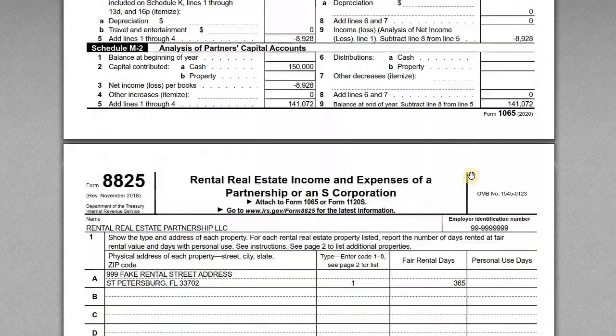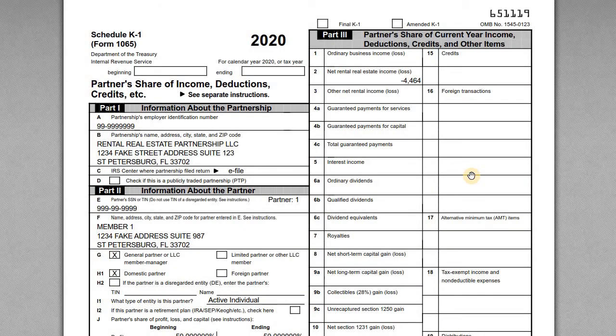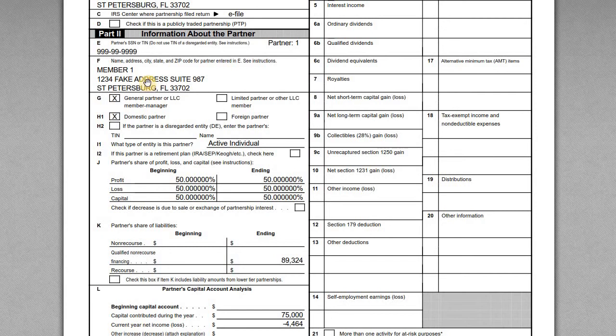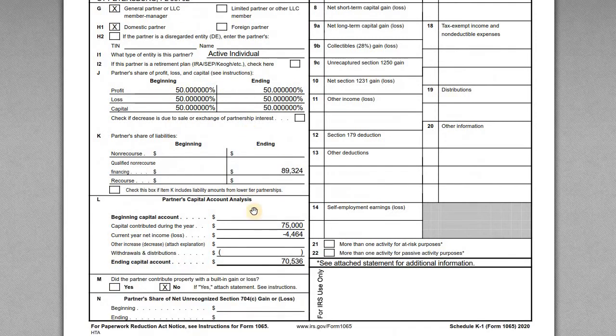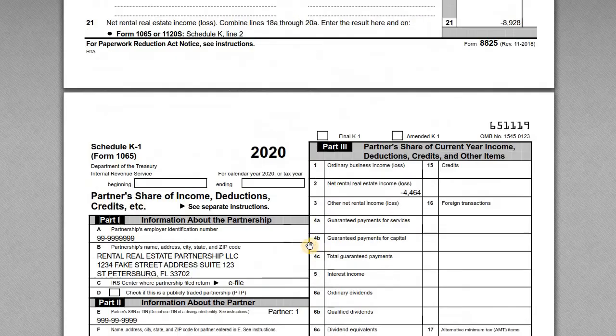And then at the end here, right, and this is a two-partner LLC again, so we have member 1 and member 2. Each member gets an allocable share of the net rental real estate income or loss. And member information, their percentage ownership in the company, and then down here, the capital account reconciliation, right? Again, remember, each partner contributed $75,000 in capital, their allocation of the net income or loss for the year, and their ending capital account. So fairly straightforward.